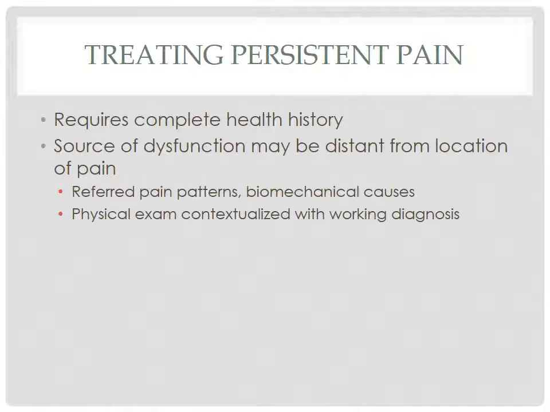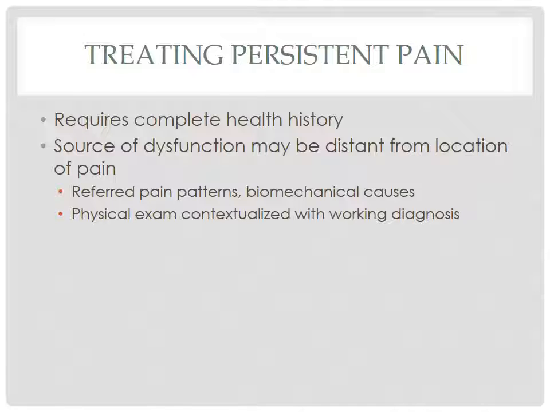So it's really important, it requires a slightly more in-depth evaluation, and you have to also look at the person's health history as well. Okay, so we may potentially have to look at what are some other health things that could be causing the persistent pain, because obviously we don't want something to be masked as an orthopedic injury when we're dealing with something that isn't. We also have to understand that the source of dysfunction may be distant from the location. So you may have to look at possible referred pain patterns.